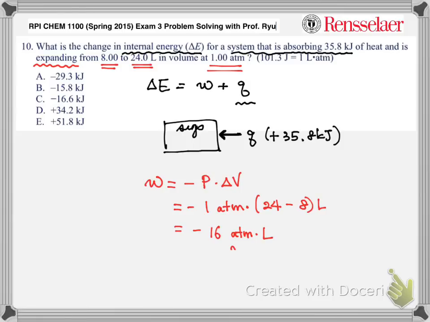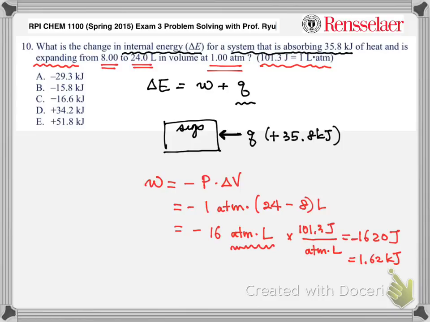Okay, but I have this unit of atm liter and I need to convert that. If you look at that, the hint was given here. One atm times liter is the same as 101.3 joule, and that will give me 1621 joule, and then that will give me 1.62 kilojoule. One thing that I want to make sure is that the sign stays here as negative.